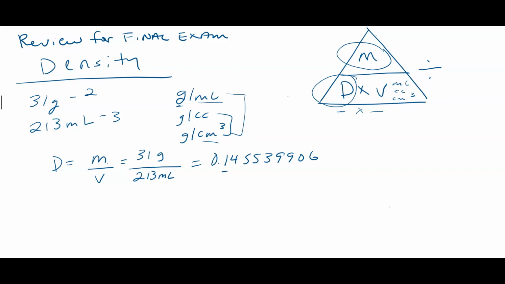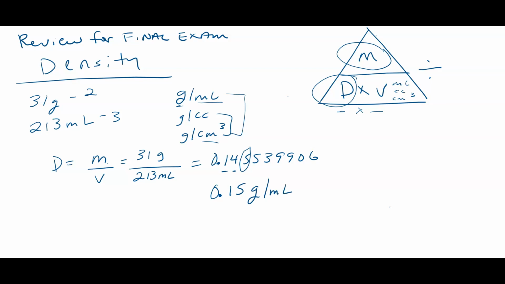So I start with the leftmost counting number, which is the 1. Underline the 1 and the 4 because we want 2 sig figs in our answer. Then I look at this number here to see if I need to round, and I do, because it's 5 or bigger. So my answer is going to be 0.15, and my unit for density is gram per milliliter in this problem.